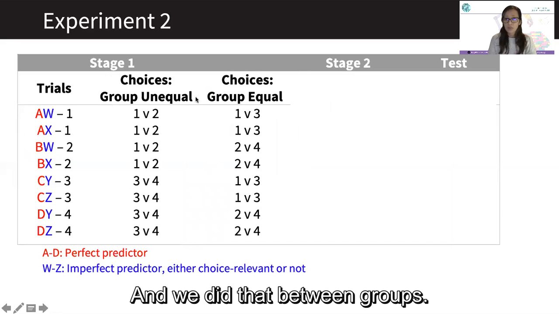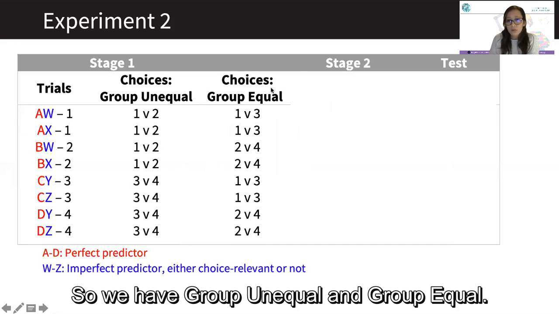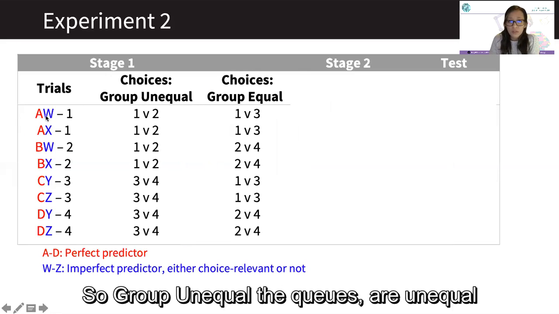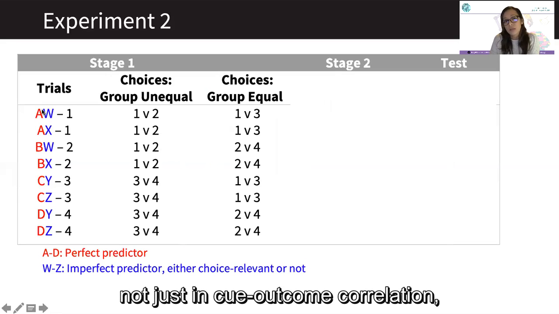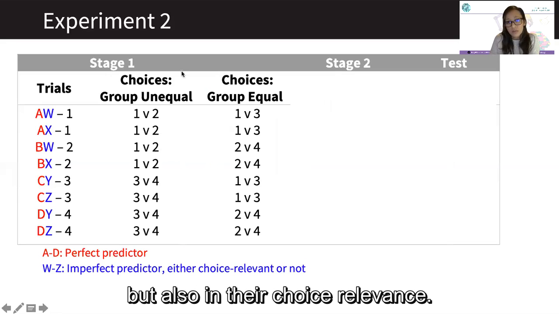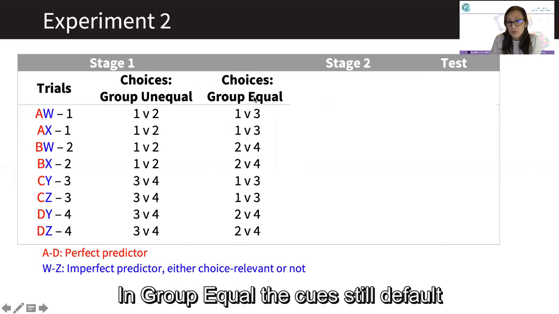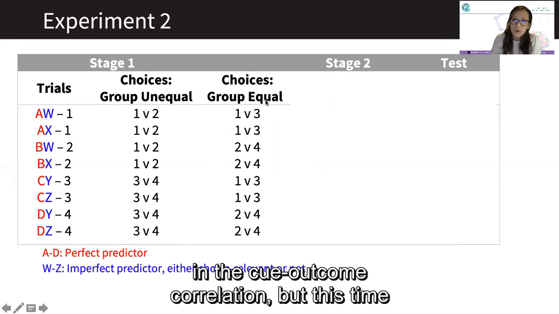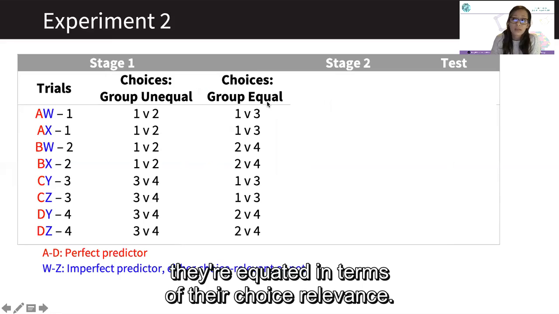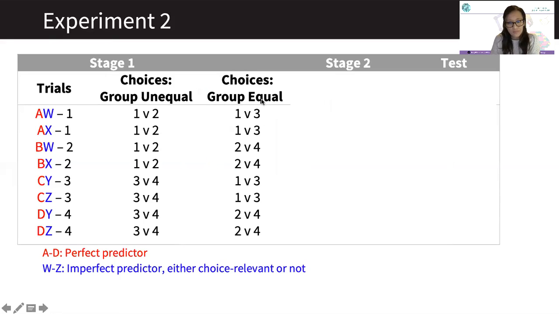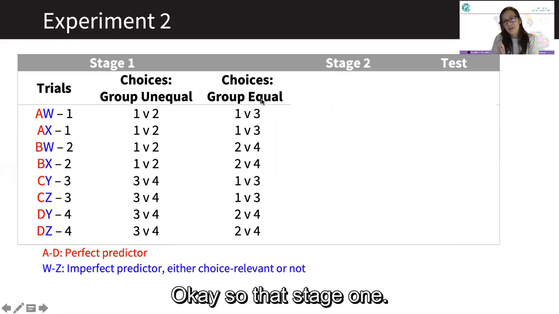And we did that between groups. So we have group unequal and group equal. So group unequal, the cues are unequal, not just in cue outcome correlation, but also in their choice relevance. In group equal, the cues still differ in their cue outcome correlation, but this time they're equated in terms of their choice relevance. Okay, so that's stage 1.